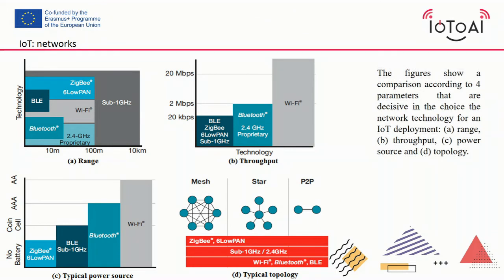About IoT networks, we will also review the different parameters that are key when we have to choose the network technology for an IoT deployment. These parameters are range, throughput, power source, and topology. Depending on the needs of our deployment, we will choose, for instance, Bluetooth or maybe Wi-Fi. It will depend on the constraints of our IoT deployment.